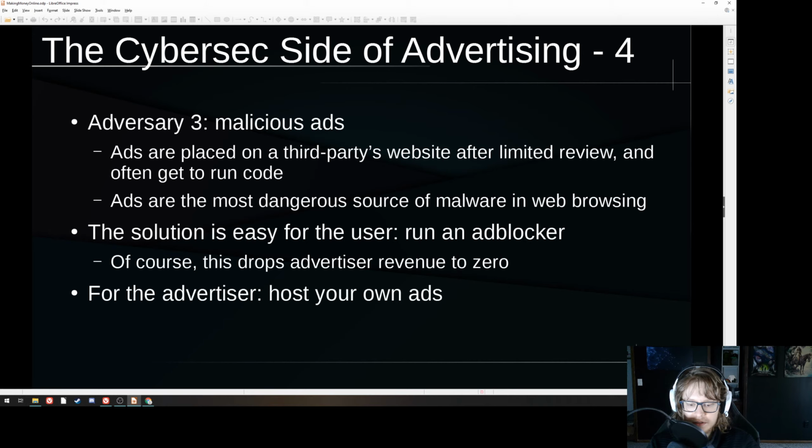So the real solution here for users is to run an ad blocker, and you should always run an ad blocker. But of course, this drops the revenue of everybody who relies on advertisement to zero. Unless, of course, as the website, as the advertiser, you simply host your own ads, because ad blockers work by blocking these third-party links. The solution is, instead of relying on a third-party service, host your own, and then it's not going to get blocked.